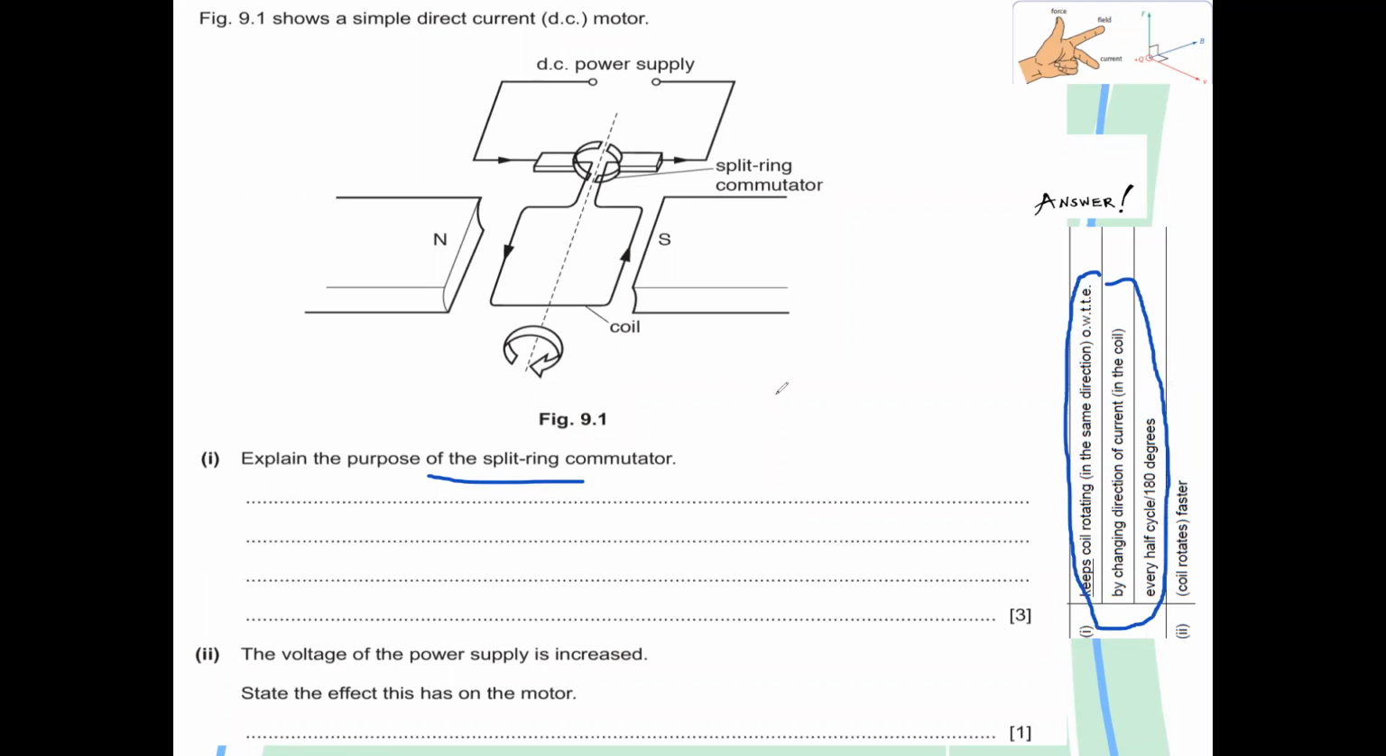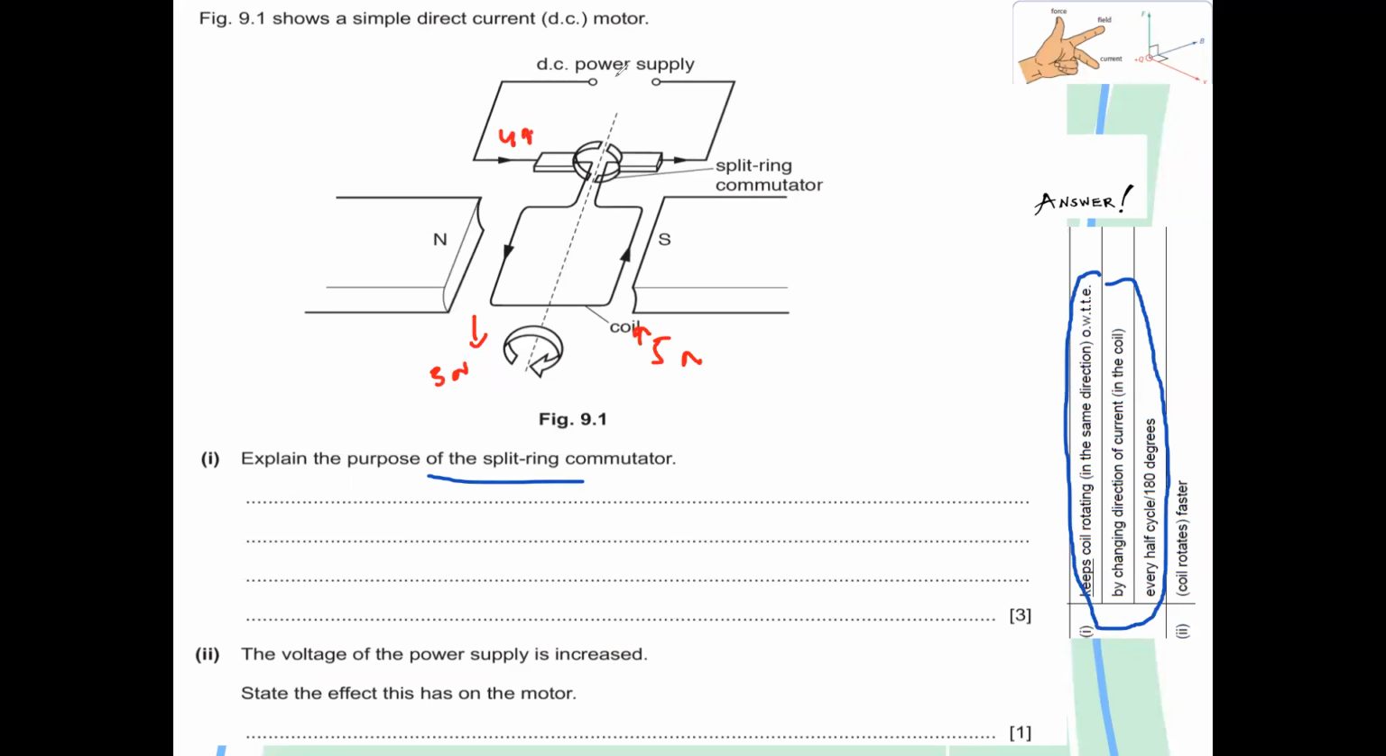Whenever a question asks what is the purpose of a split ring commutator, include those points. Then they mention the voltage of the power supply is increased. State the effect. If we increase the voltage, there will be more current. For example, first there was a 2 ampere current, and the force was 5 Newton up and 5 Newton down. But now we increase the current, we make it 4 ampere.